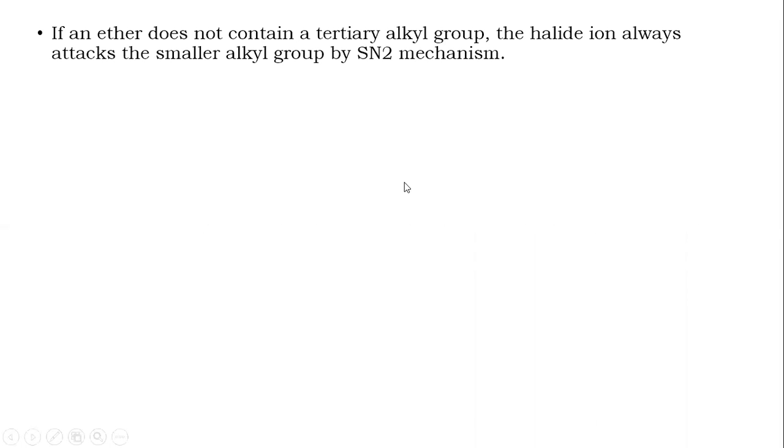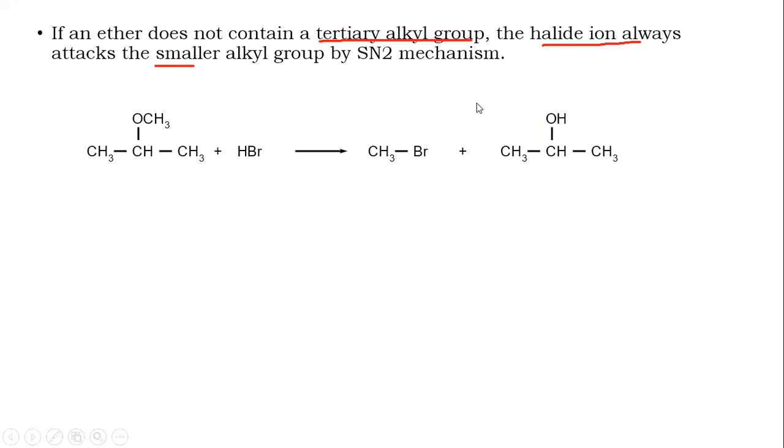In another condition, when the ether does not contain any tertiary alkyl groups, the halide ion always attacks the smaller alkyl group. That means the smaller alkyl group will form the alkyl halide. For example, if we react an ether which does not contain a tertiary alkyl group, the bromine will combine with the methyl group to form methyl bromide, and the remaining part will form the alcohol.